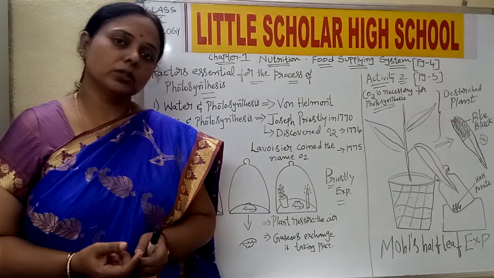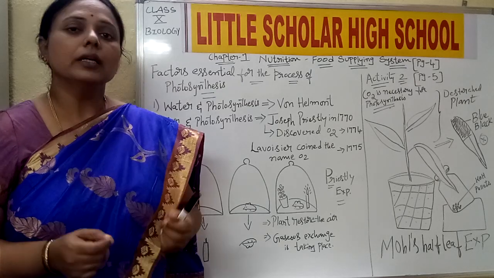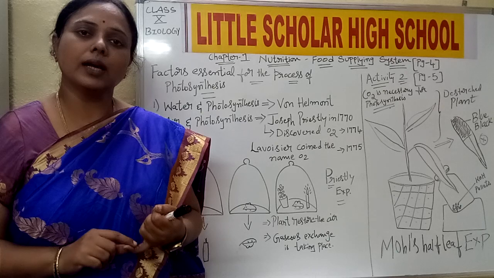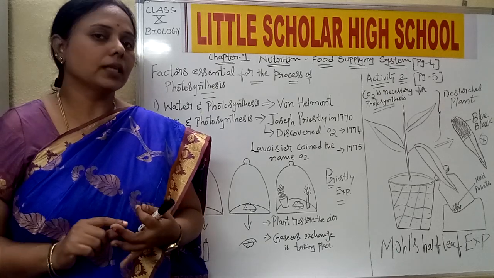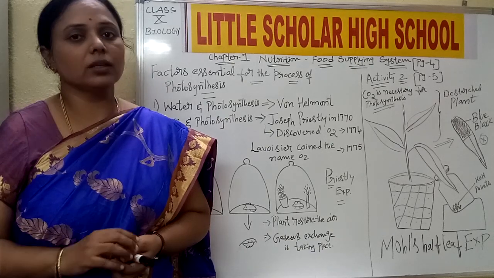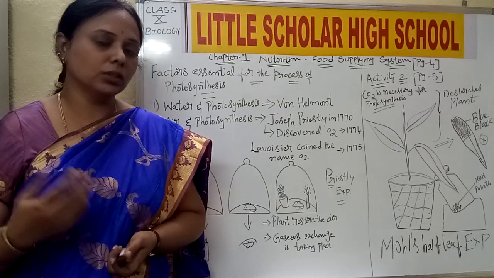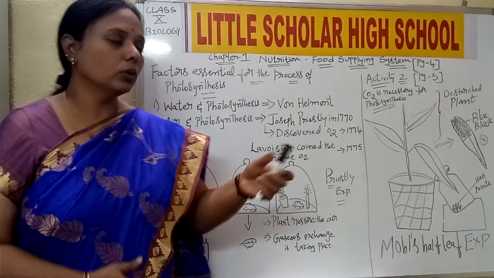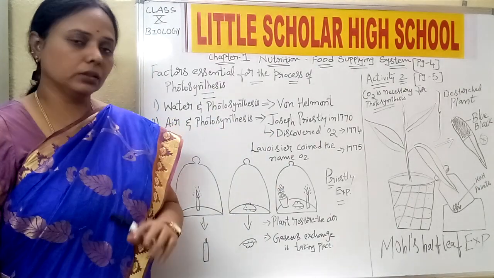Now as per the process of photosynthesis, we know that photosynthesis is a process which takes place in the plants using carbon dioxide, water, sunlight and chlorophyll. Now these are the factors, or the minerals, which play an important role for the plant to undergo photosynthesis. Now we shall go one by one in detail.